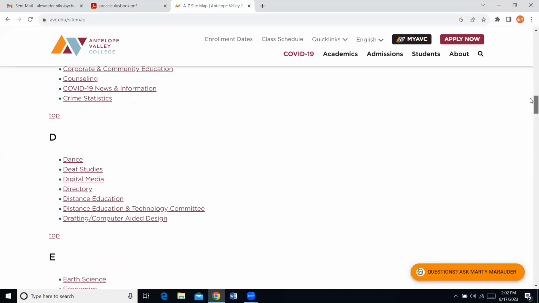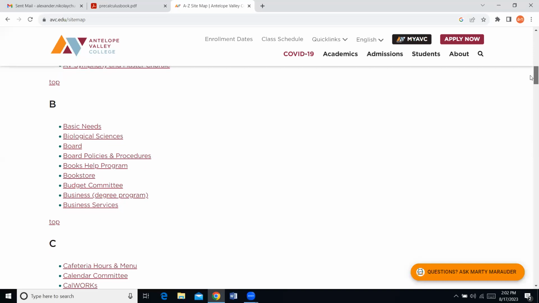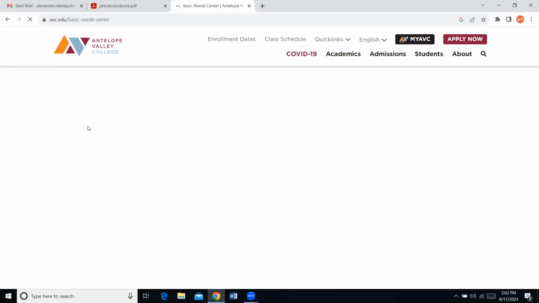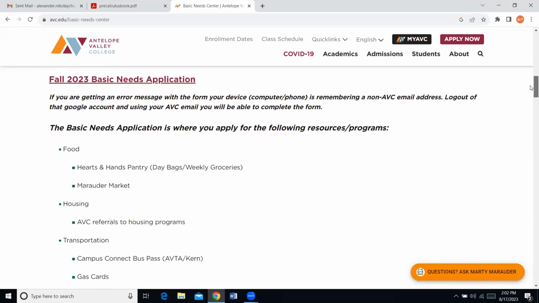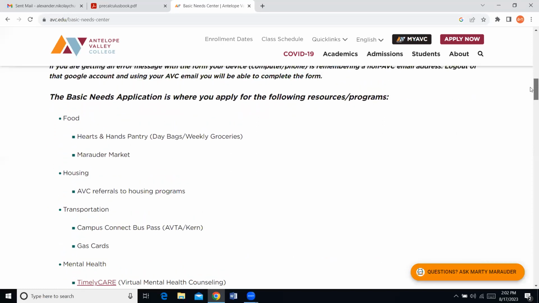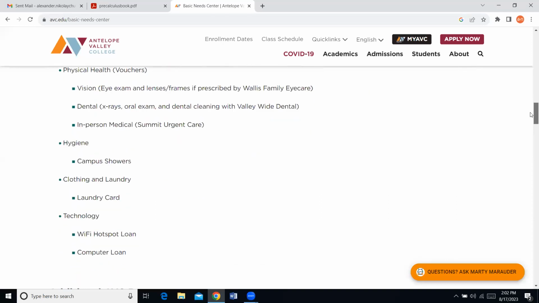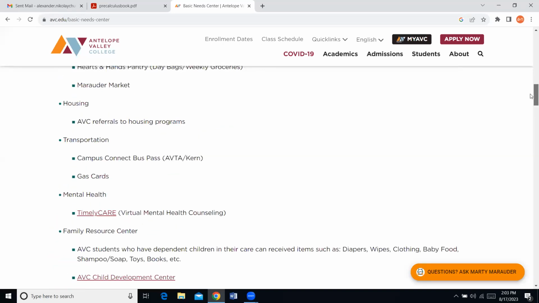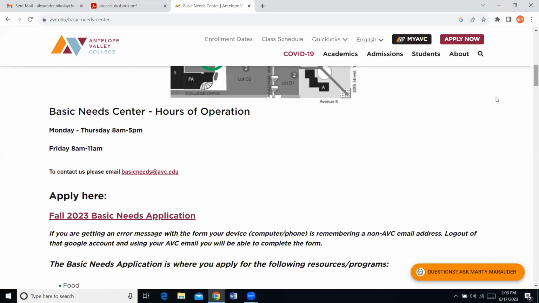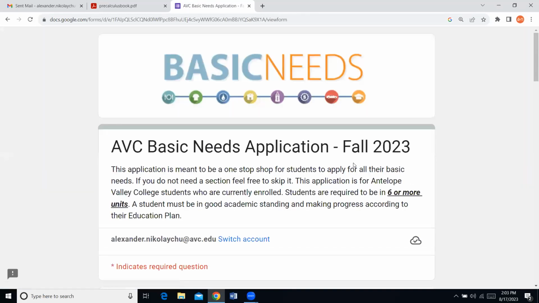So what you need is the very first one, basic needs. Once you click on it, there's a big application and you can apply, you can even see what they have here. The last ones are related to technology, and there's a Wi-Fi and hotspot. So how to get it? Well, you need to click on the application. That's the word application here. Once you click on it, you will be able to fill it.